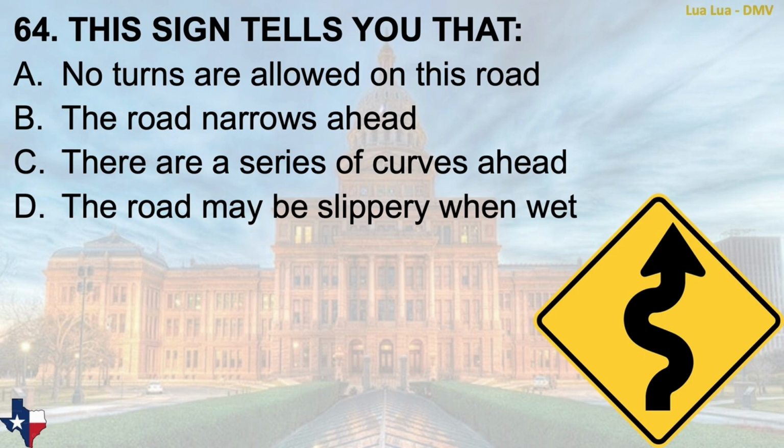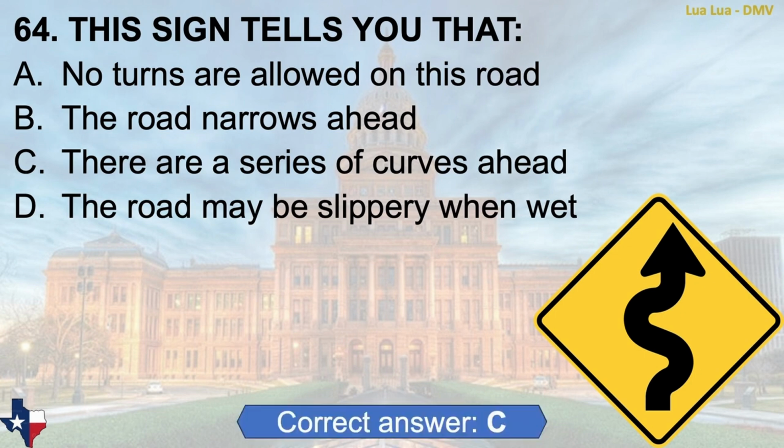Question 64. This sign tells you that A. No turns are allowed on this road. B. The road narrows ahead. C. There are a series of curves ahead. D. The road may be slippery when wet. The correct answer is C. There are a series of curves ahead.